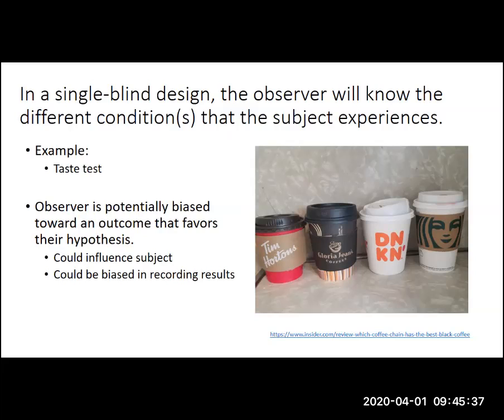There's also the possibility within a single blind study that the observer could be biased in recording the results. If the observer says, I'm not sure, it's kind of good, kind of bad, but the scientist doing the experiment wants to see a good result, they may record the kind of good, kind of bad as more towards the good. Therefore, potential biases are an important consideration when you're looking at any experimental design, but especially when you're doing a single blind design.